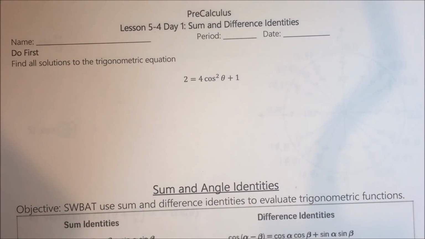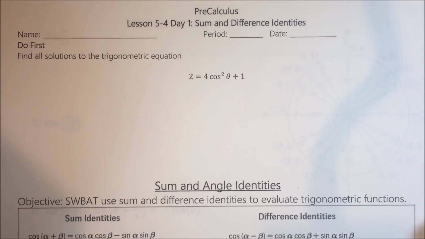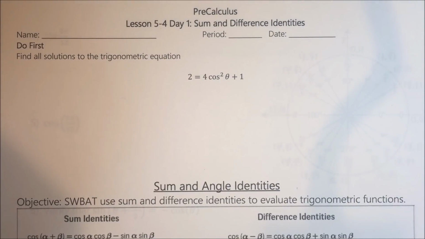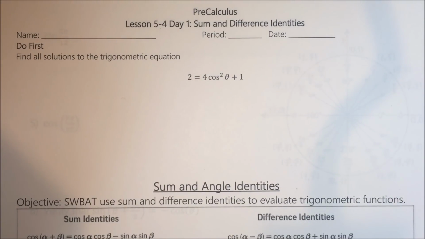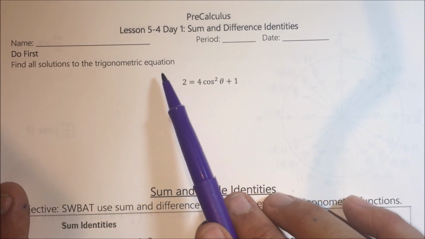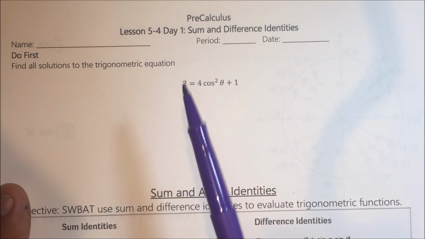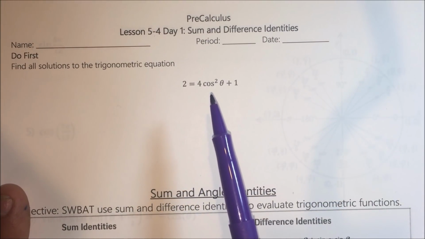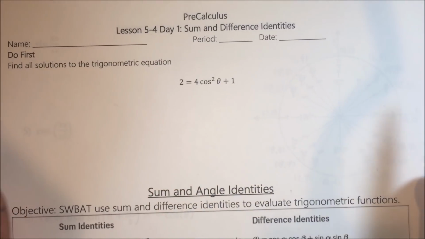Before we get into sum and difference identities, as usual, I like to work first on a problem that we've been doing recently, which is, of course, solving trigonometric equations. So let's get into it. Here we're asked to find all the solutions to the trigonometric equation 2 is equal to 4 cosine squared plus 1. So how do we do this?